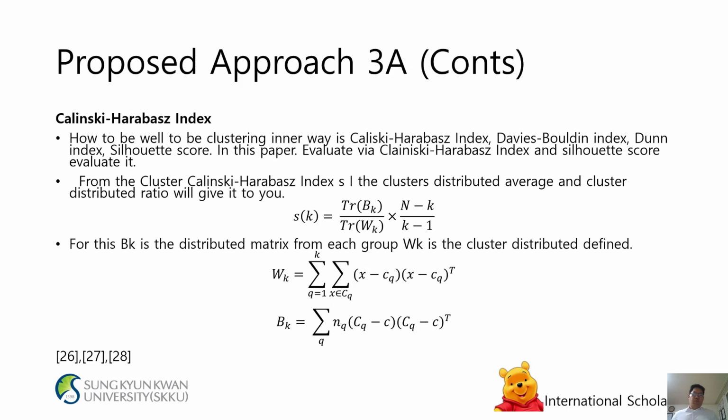Proposed approach 3A continues: Calinski-Harabasz index. The ways to evaluate clustering in our work are the Calinski-Harabasz index, Davies-Bouldin index, Dunn index, and silhouette score. In this paper, we evaluate via the Calinski-Harabasz index and silhouette score. From the Calinski-Harabasz index, the cluster dispersion average and cluster dispersion ratio are given: s_k = tr(W_k)/tr(B_k) times (N-k)/(k-1). Here B_k is the dispersion matrix between groups, and W_k is the within-cluster dispersion, defined as W_k = sum over q of sum over x in C_q of (x - c_q)(x - c_q)^T, and B_k = sum over q of n_q (c_q - c)(c_q - c)^T.